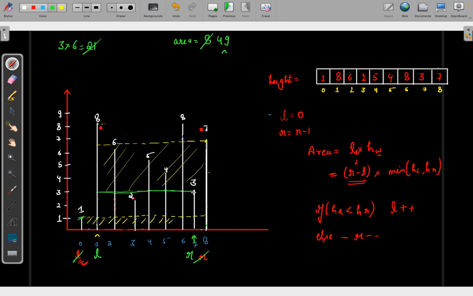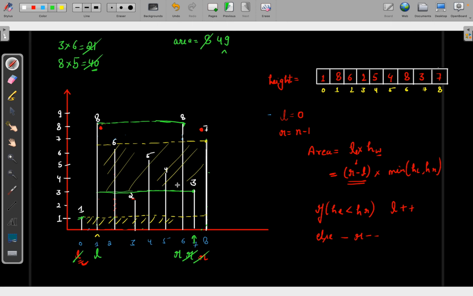Again, this height is responsible for the water level, so I will move this one again. Now if I am moving this one, this will be my water level height. So 8 into, what is the difference? 6 minus 1, that is 5. So 8 times 5 is 40. Again 40 is less than 49, so we will again not update our area.